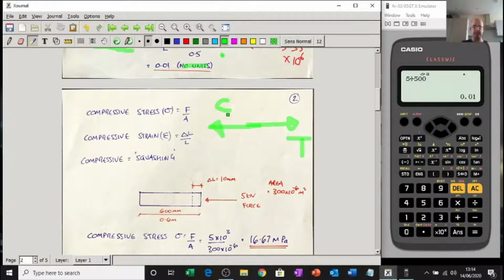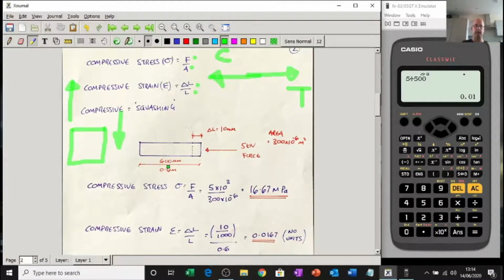So compressive stress is still force over area, and compressive strain is still change in length over original length. It's just going the other way. One's making this thing bigger, and one's making it smaller. So compression is really squashing. So you're squashing a can. So here's your can. If this can was in tension, you'd be pulling it upwards and making it bigger in the Y direction here. When you're a can crusher, you crush it, so you make it smaller. You're compressing it. Still the same formula, force over area, change in length over original length.